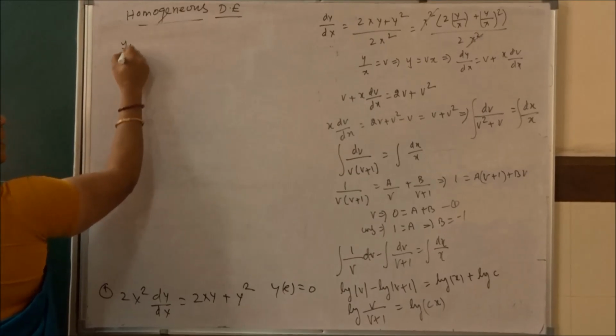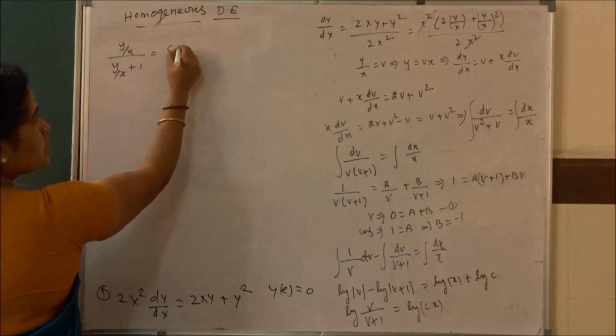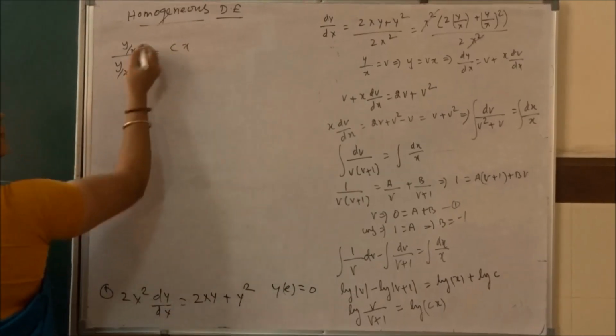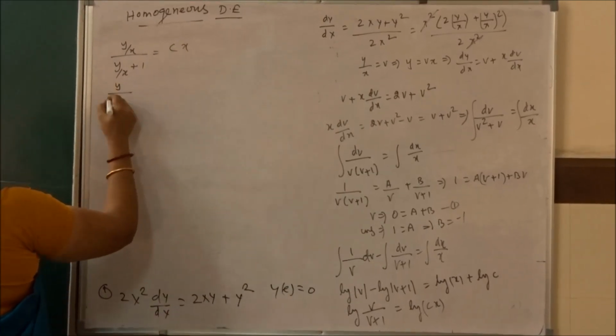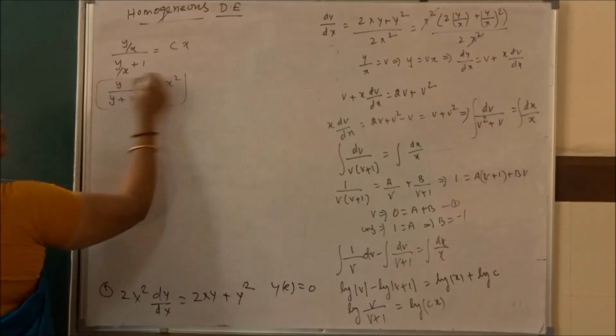So now v is y upon x, so y upon x plus 1 is equal to cx. Now if you are simplifying this, y upon y plus x equals cx square. This is our final solution.